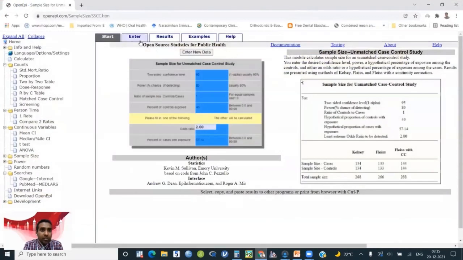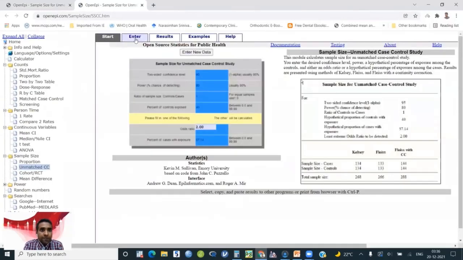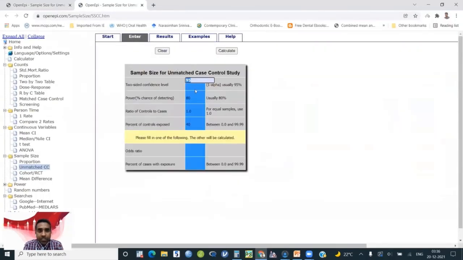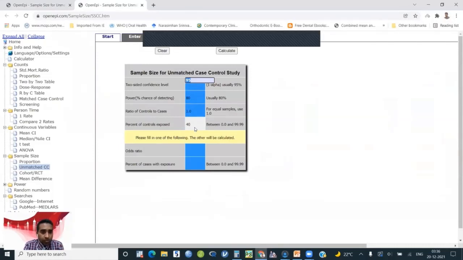This is OpenEpi software. I'm going to calculate sample size for an unmatched case control study. I'm going to enter the inputs. 95% is the confidence level, alpha is 5%, 80% power. Case to control ratio, let us keep as 1. As long as there is no problem in selecting cases, we can keep it as 1.